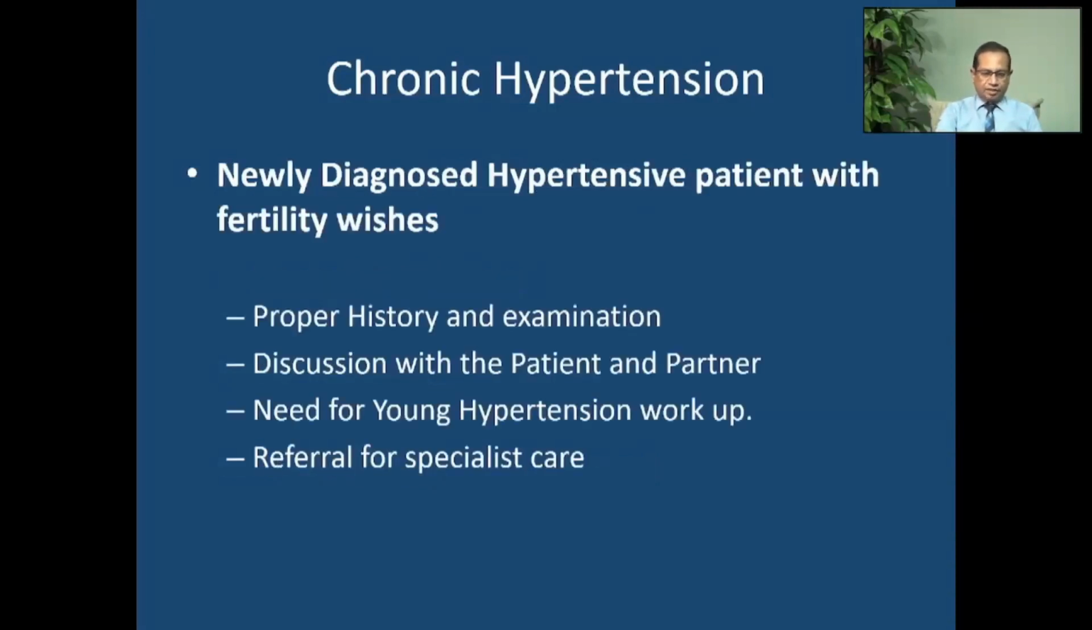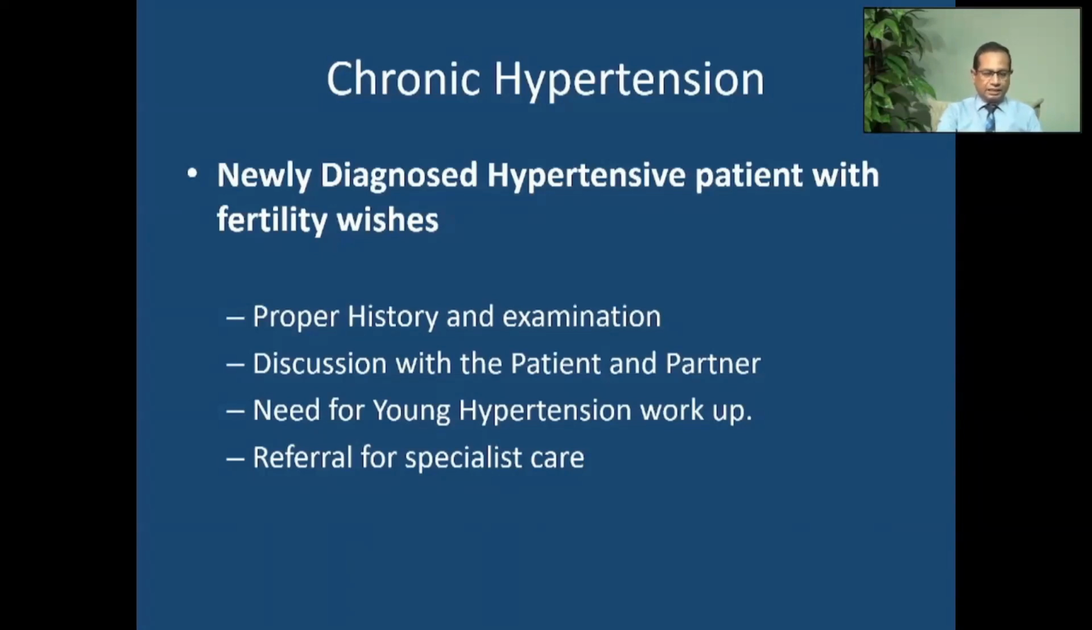The second category of patients is newly diagnosed hypertensive patients with fertility wishes. Now there's a lady who we have already diagnosed with high blood pressure, and you should take a proper history and examination from the pregnancy point of view. If the patient tells you they wish to become pregnant, then you need to take a proper history and examination, as I discussed earlier, and you should have a proper discussion with the patient or the relevant partner.